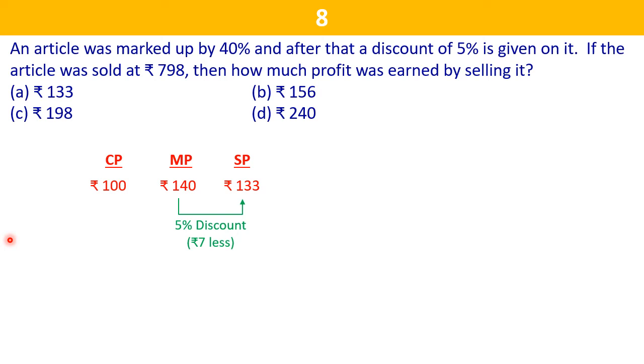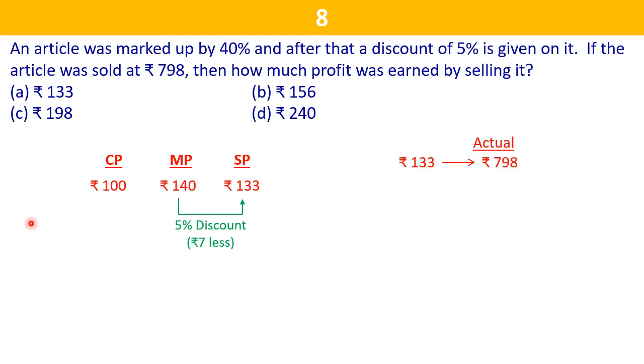Now let us correlate this with the actual problem, because all these calculations are based on the assumption that if the cost price was 100 rupees, then the mark price would be 140 and the selling price would be 133. Now to correlate this with the actual problem, 133 rupees is equivalent to 798 rupees, because in actual he sold the article for 798 rupees.